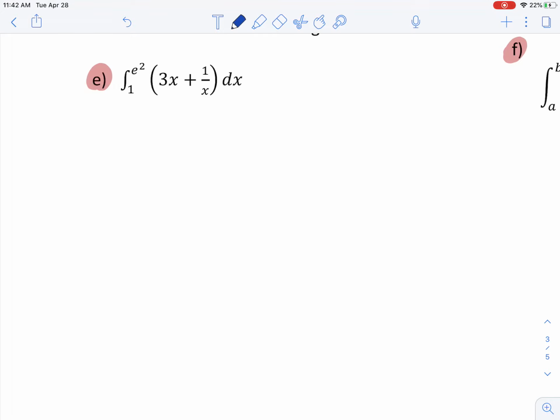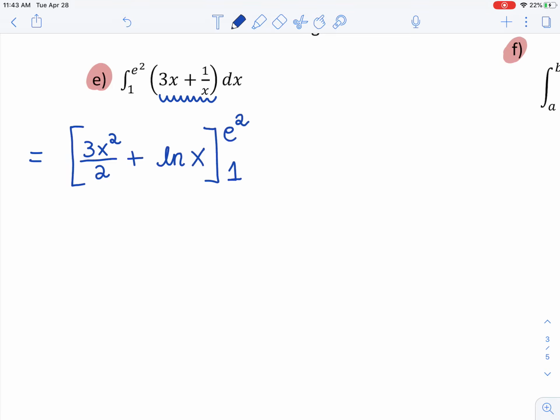All right. E, we'll now do E. The bound looks just a little different. I wanted to do this one. All right, so if I integrate this 3x plus 1 over x, I will get 3x squared over 2 plus, what about if you integrate 1 over x? Now you're going to get natural log of absolute value of x. But here's the thing. Look at the bounds. 1 is positive. E squared is also positive. So do I really need to put the absolute value bars? Not really. I can just go ahead and say natural log of x. So that's the antiderivative.